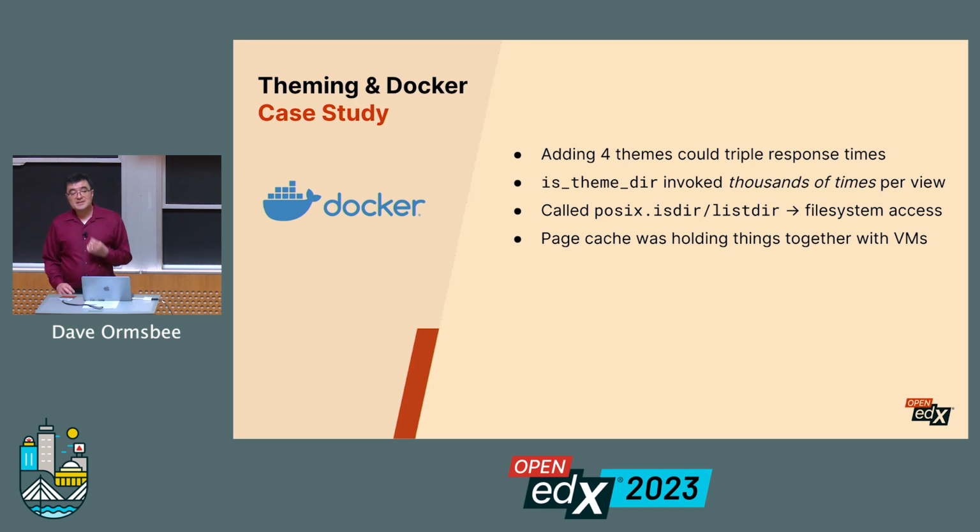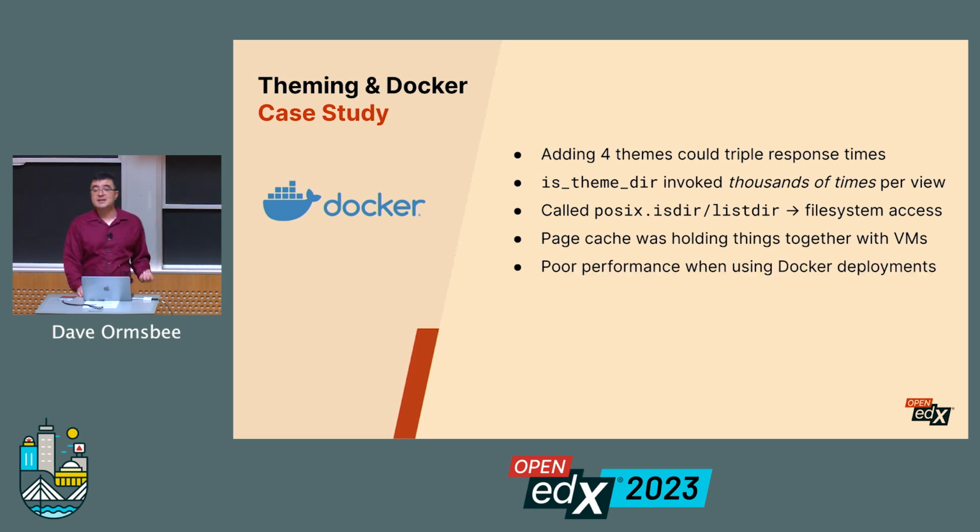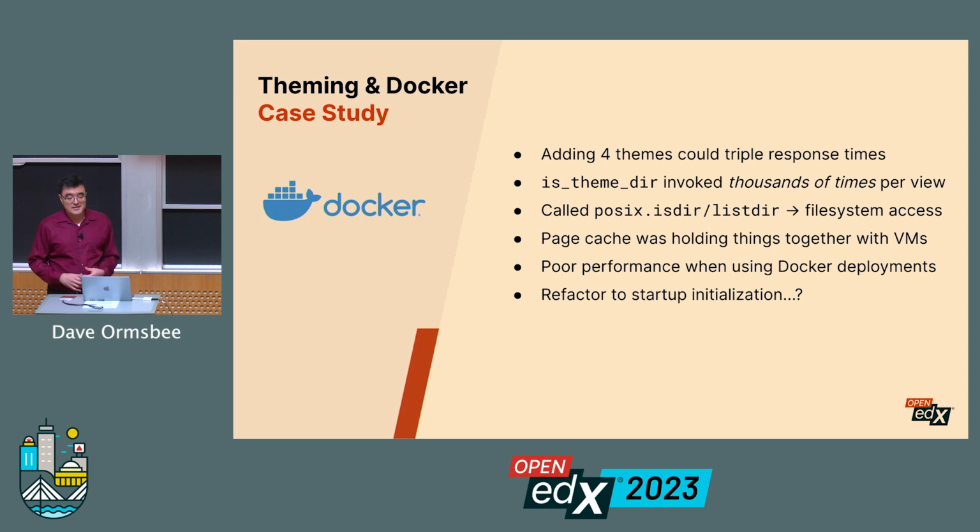Now, file system access is slow. Operating systems know it's slow, and so they will use gobs and gobs of RAM in what's called a page cache in order to make sure that they can serve that data quickly, so you don't actually have to hit the disk. But for some reason, this was working in the VMs, and it was not working when it was deployed in Docker. So then, their choice was, what do we do at this point? You can refactor this so that it does the work on startup initialization. How do we handle this?